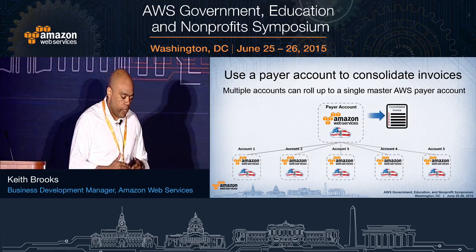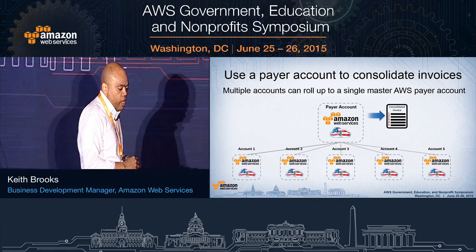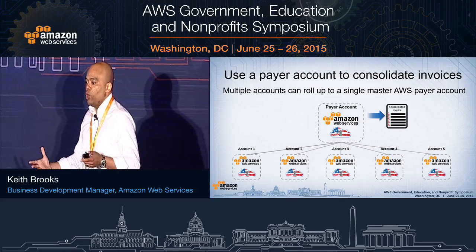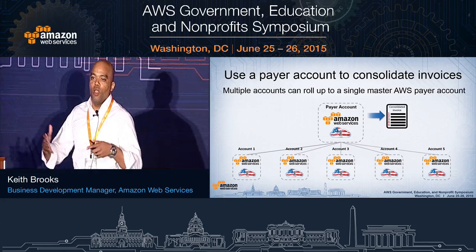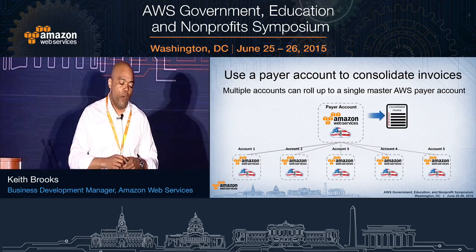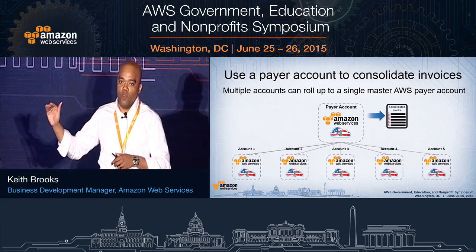Now, we do have some customers that take advantage of a concept that we have called consolidated billing. Consolidated billing allows you to roll up multiple charges, multiple invoices across multiple accounts into a single invoice. That still applies with GovCloud, right?